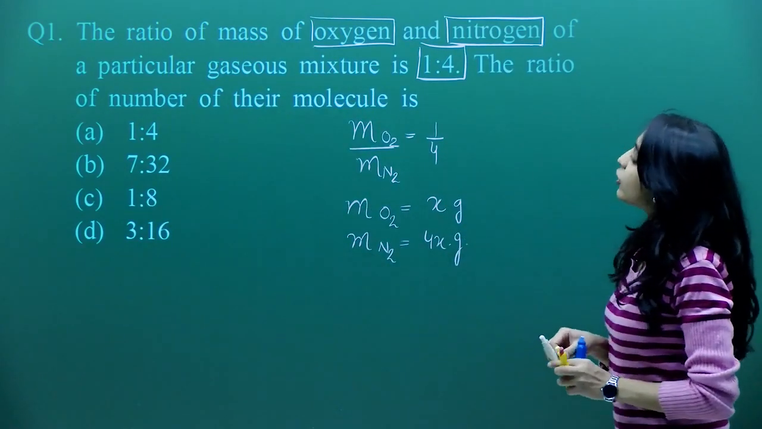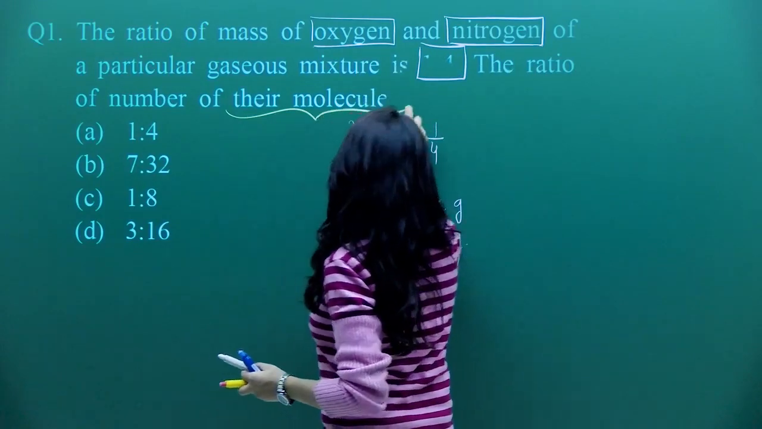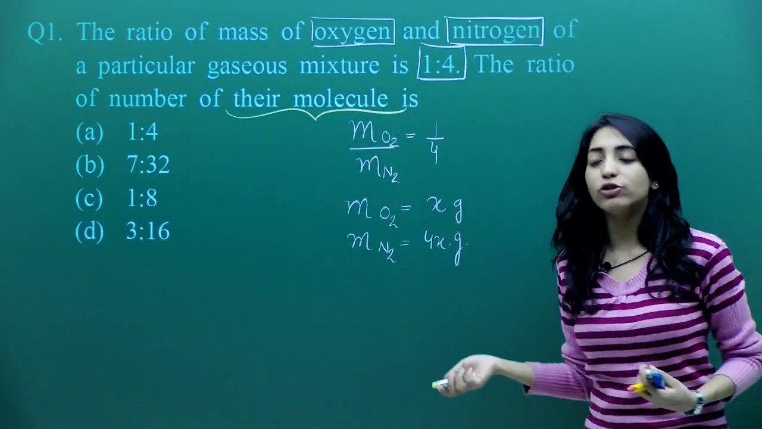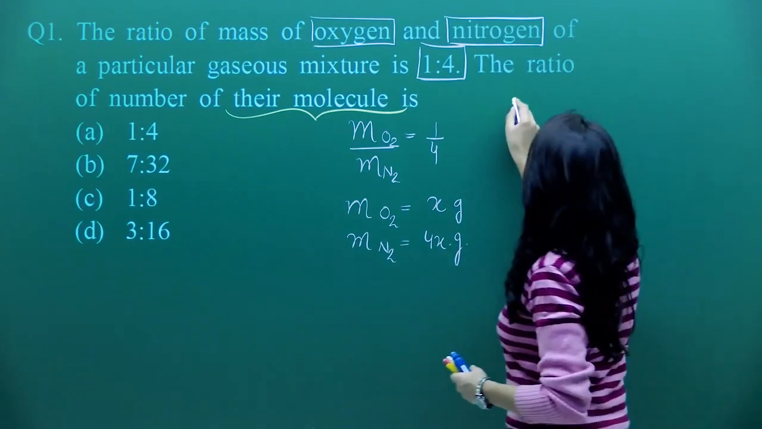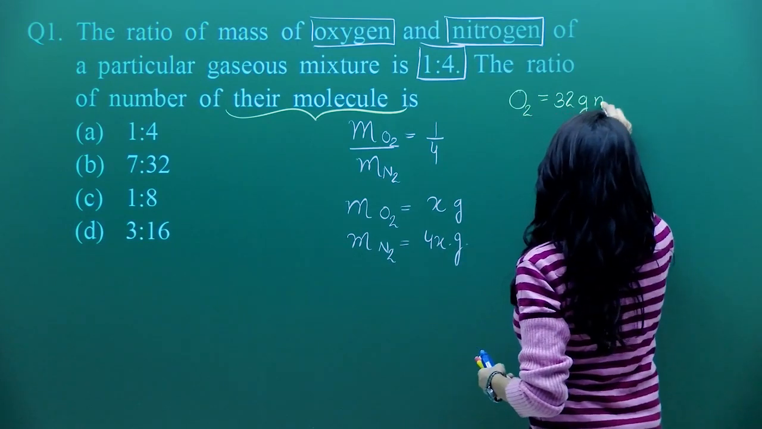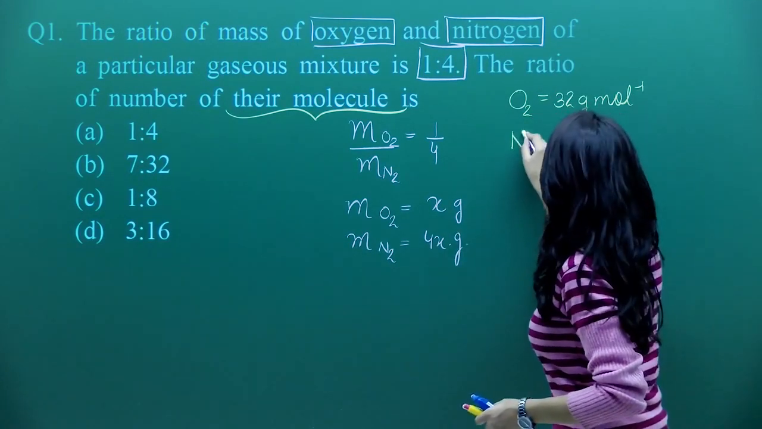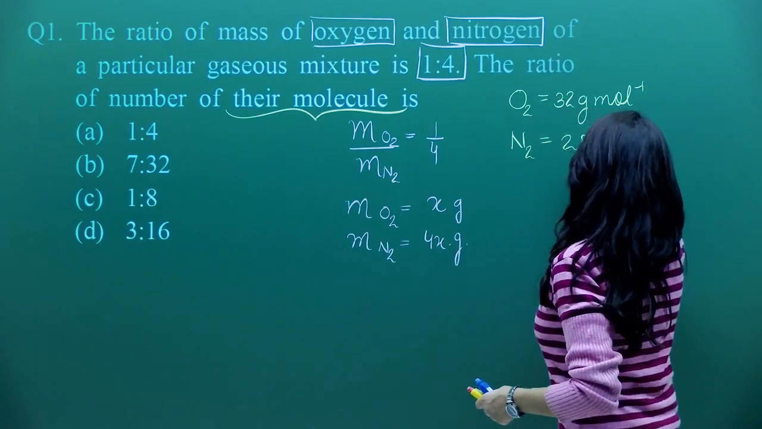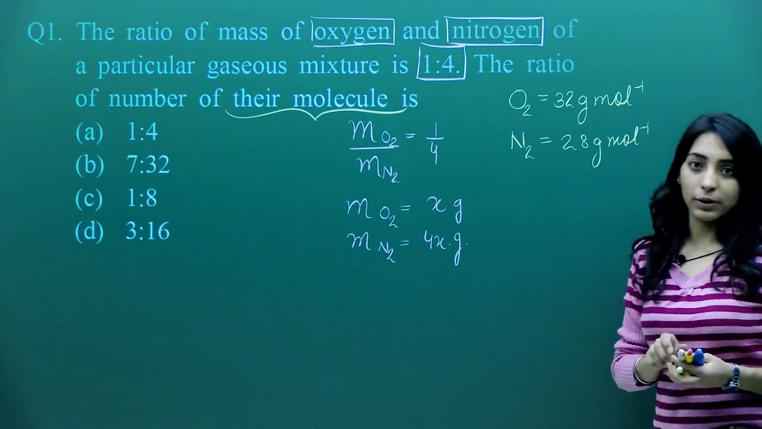Moving further, you need to determine the ratio of their molecules. So we just need to mention what is the ratio of their molecules. So guys, we know what is the molar mass of oxygen? 32 grams per mole. And what is the molar mass of nitrogen? 28 grams per mole.